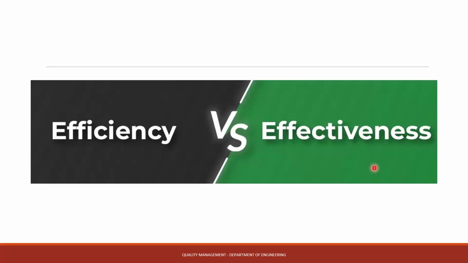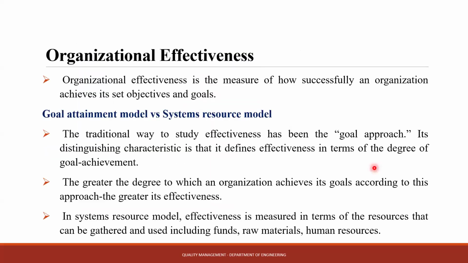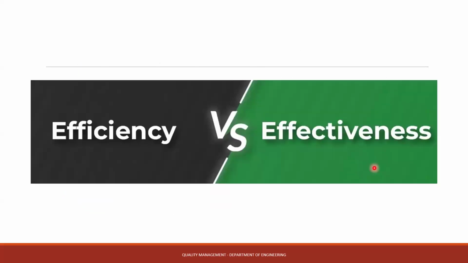And we have a few more things. So next week, I'll try to finish this lesson. We have to discuss efficiency and effectiveness, the goal attainment model, and the system resource model in terms of organizational effectiveness. So any questions up to this point?